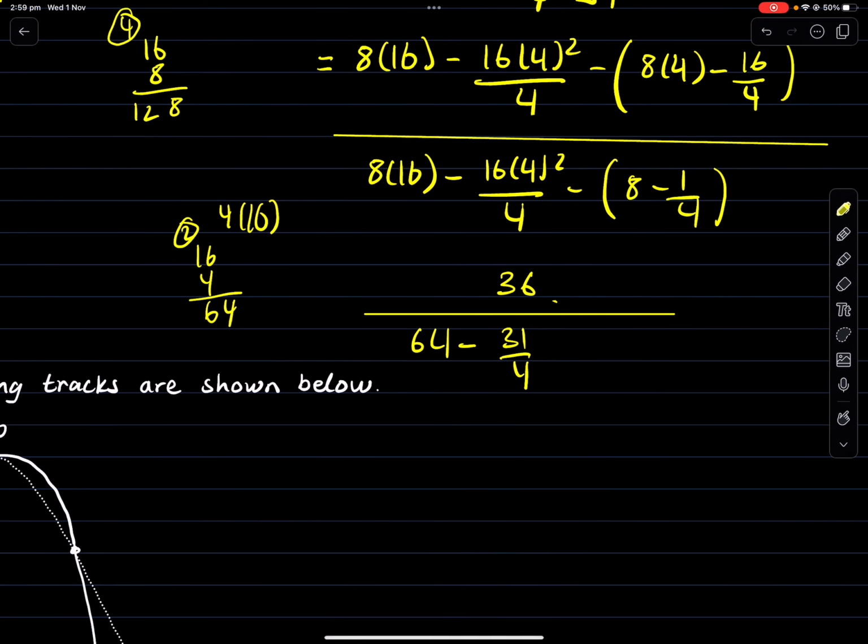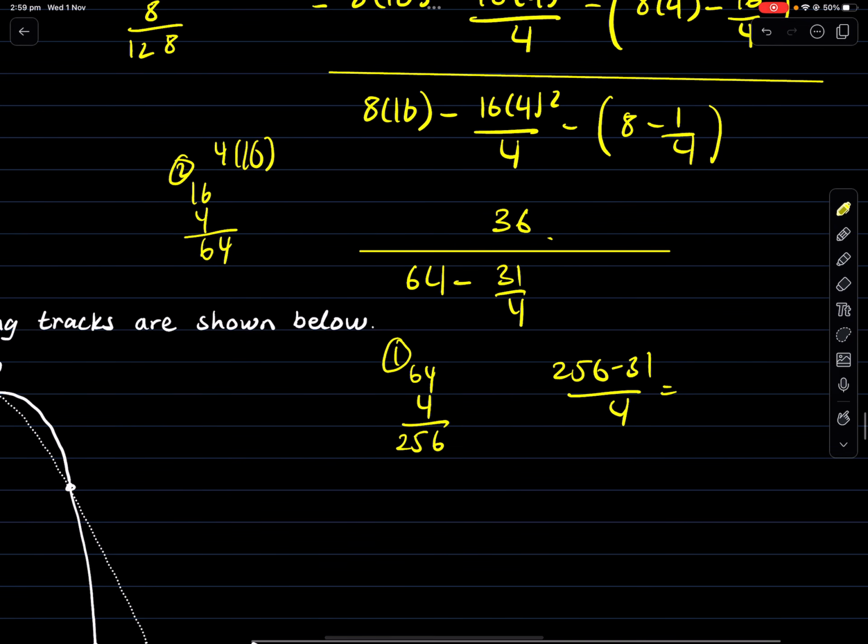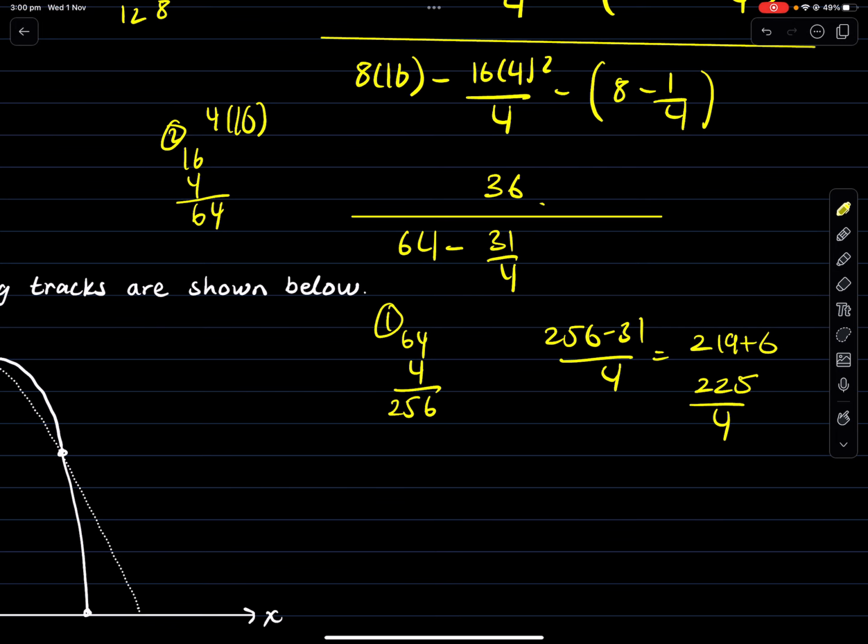Then what's 64 times 4? 4 times 16, 256. So this will be 256 minus 31 over 4. Alright, so that's 225 over 4. So what's 36 divided by that, so times 4 over 225.